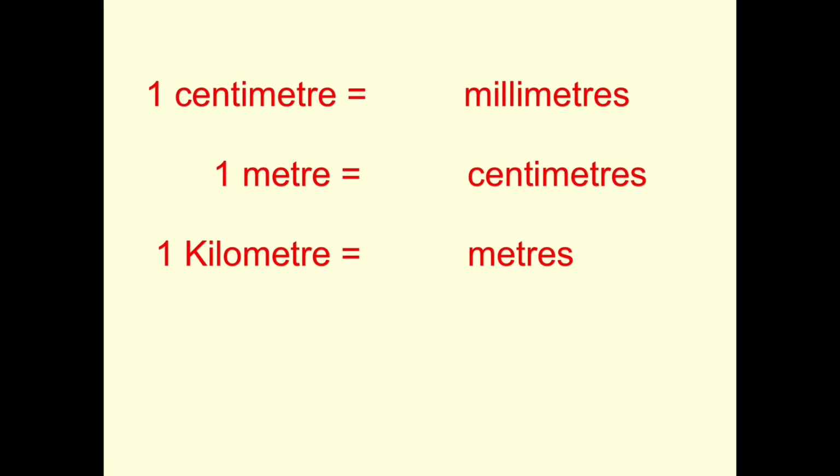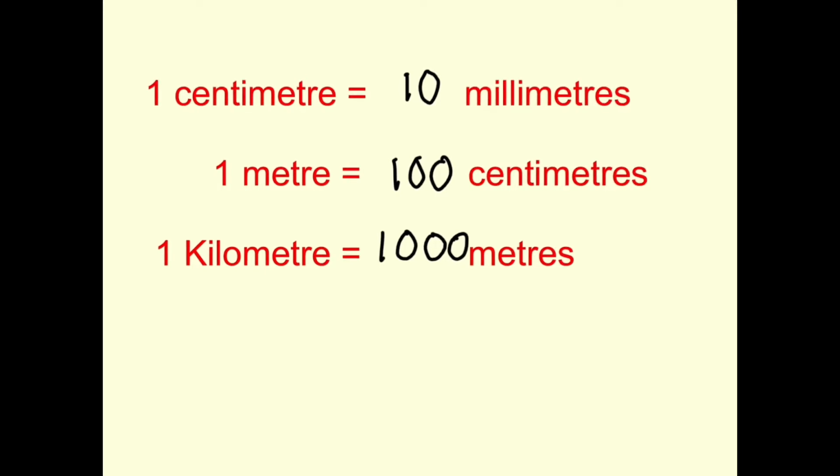Now you can find out how many of one measurement fits in the other. So 1 centimetre is 10 millimetres. 1 metre is 100 centimetres. And 1 kilometre, you might be able to guess this because there's sort of a pattern happening here, isn't there, is 1,000 metres.